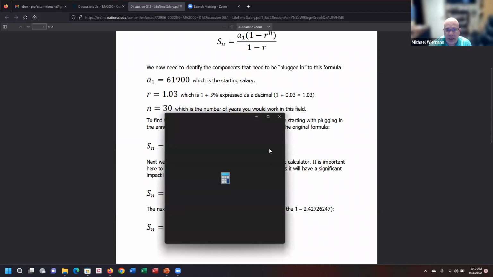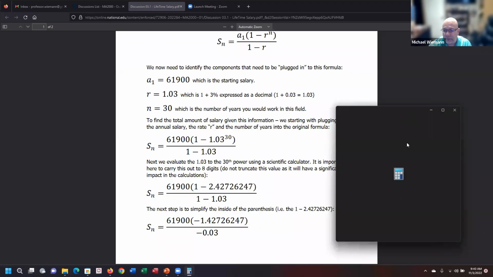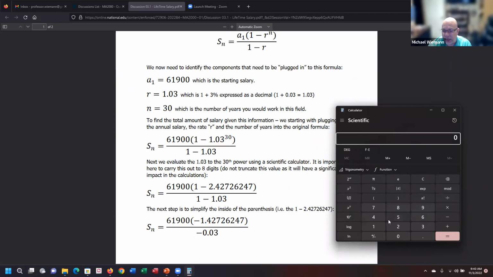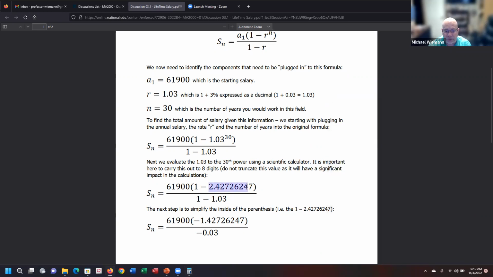So if I pull up a calculator here, I'm going to key in 1.03. The x to the y is your exponent there. So x to the y, 30, equals, notice you get 2.42762, et cetera, et cetera. That's where this comes into play. The next thing you need to do is 1 minus that value.